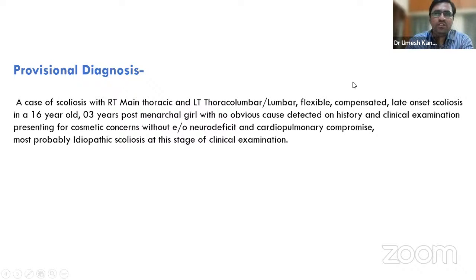My provisional diagnosis is a case of scoliosis with a right main thoracic and lumbar, thoracolumbar curve with a flexible compensated curve in a 16-year-old girl, who is 3 years postmenarchal, with no obvious cause detected on history and clinical examination, presenting mainly for cosmetic concerns without any evidence of neurodeficit and cardiopulmonary compromise, most probably idiopathic scoliosis at this stage of clinical examination.